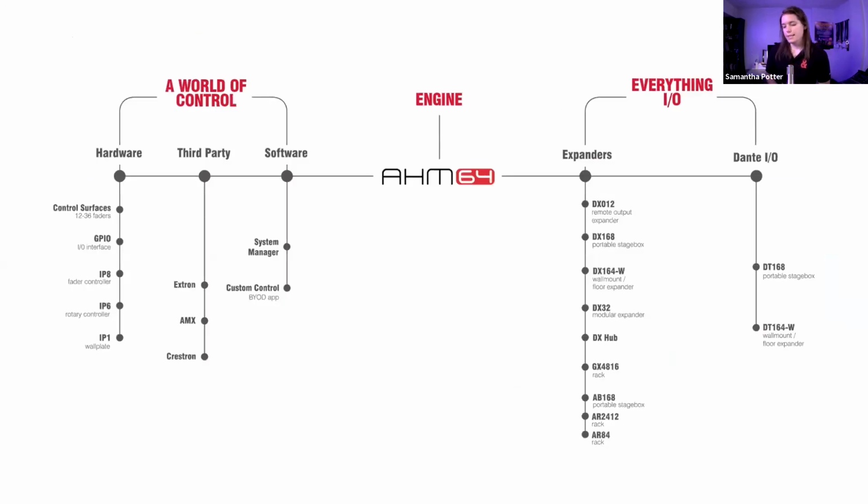All right, this is the big world map of the HM64 land. The engine's right there in the middle. We'll talk about a world of control in just a second, and then we'll hit over on it. But I want to hit everything IO first.